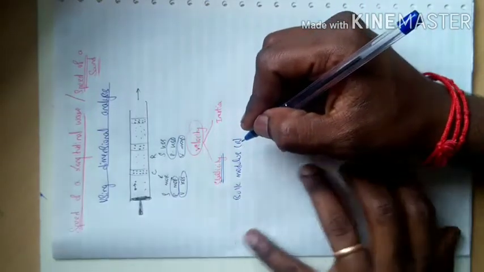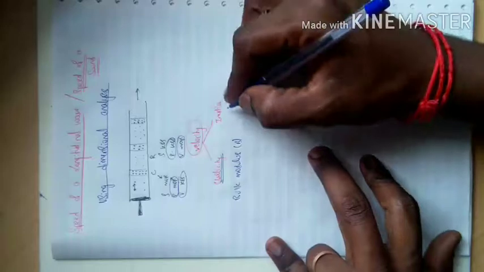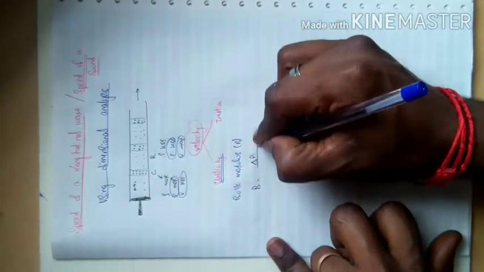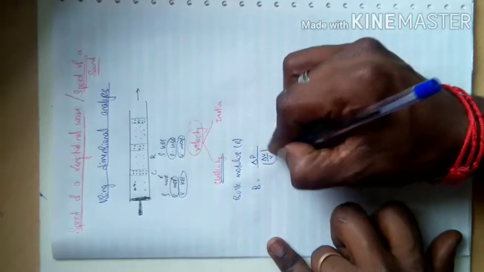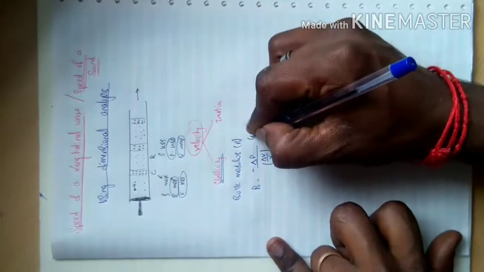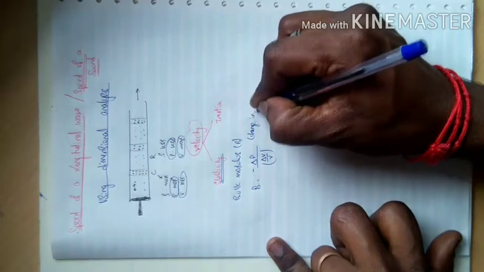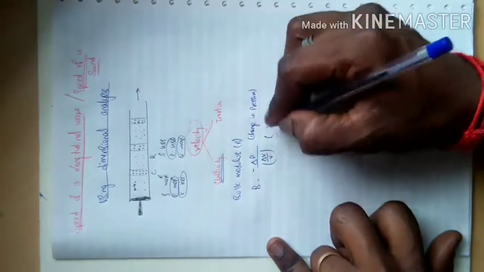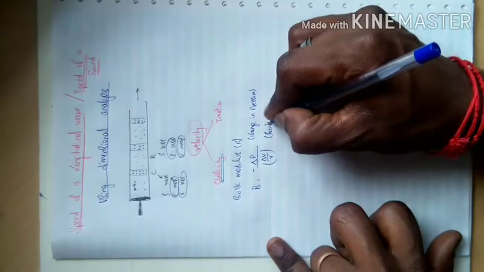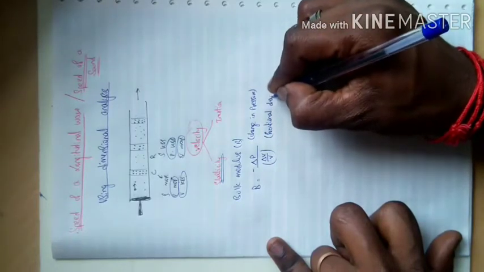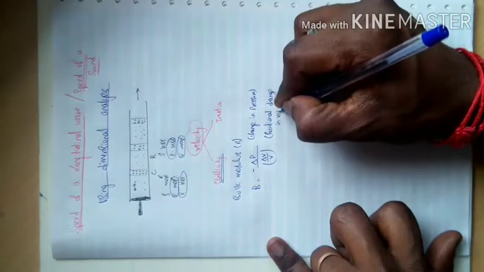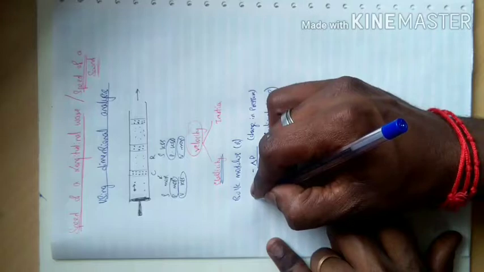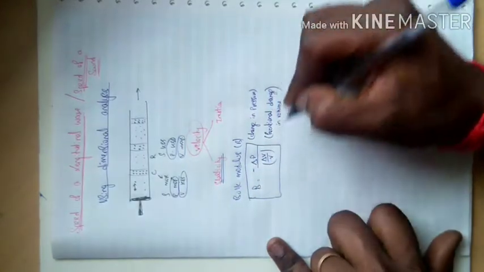of your first-year physics. Bulk modulus is denoted by the formula B equals delta P divided by delta V by V, where delta P is called the change in pressure and delta V by V is called the fractional change in volume. Is that clear? This is all about the bulk modulus, and this is the formula for the bulk modulus.